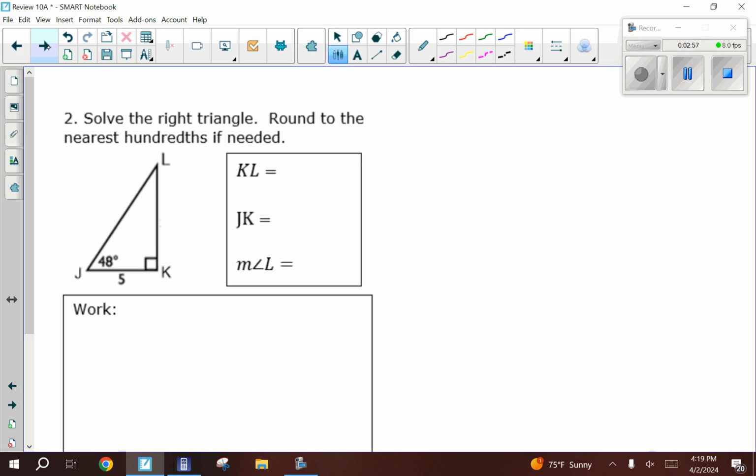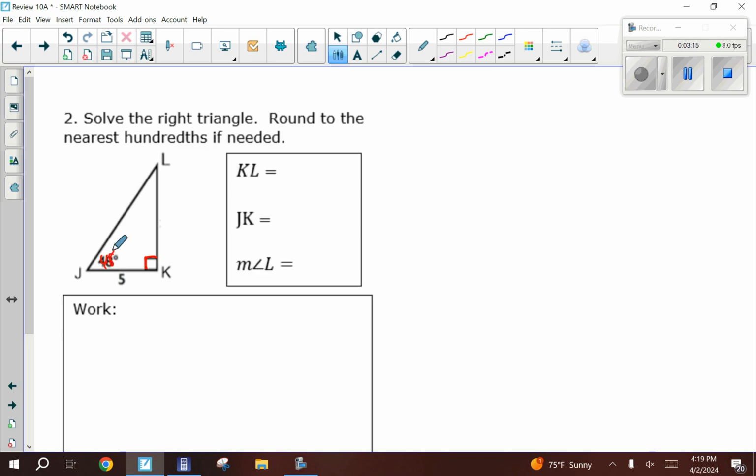Okay, the next one says solve the right triangle and then round to the nearest hundredth if needed. Now I'm going to be honest with you. The easiest answer to find in here is going to be angle L. And the reason why is because we already know that this guy right here is 90 degrees. And we also know that this one right here is a 48-degree angle.